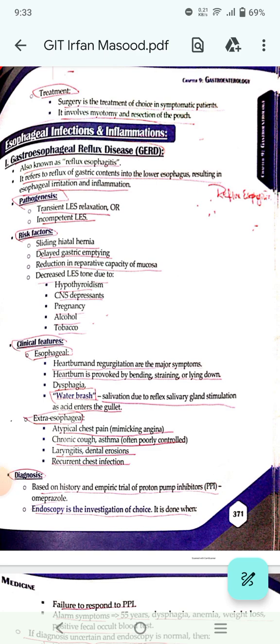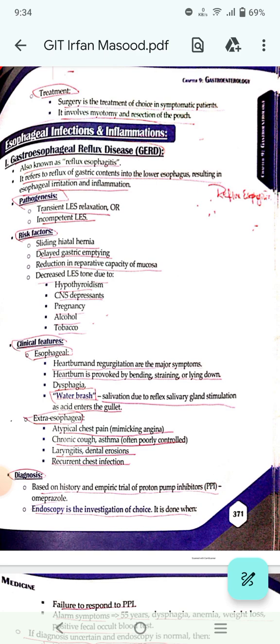Today we will discuss a very important and common issue, that is GERD or gastroesophageal reflux disease. This is chapter number 9 of Irfan Masood on internal medicine, that is gastroenterology, and the first topic I'm going to discuss from gastroenterology is GERD. You all must have heard about this disease and must have some knowledge about it as well, but let's discuss it from the perspective of internal medicine. We will discuss its pathogenesis, risk factors, clinical features, diagnosis, treatment, and complications as well.